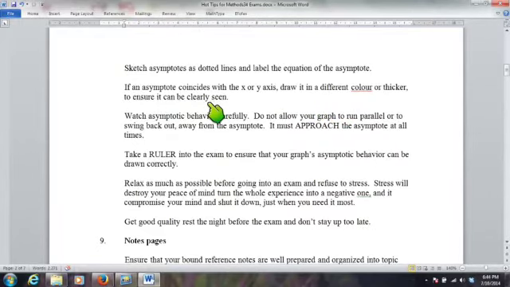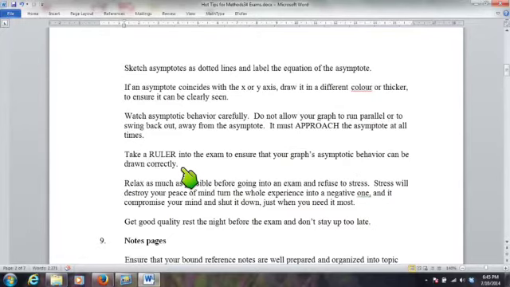That's really important. Watch asymptotic behaviour very carefully. Do not allow your graph to run parallel to, or even worse, swing back out away from the asymptote. It must approach the asymptote at all times. And in that context, please take a ruler into the exam to ensure that your graph's asymptotic behaviour can be drawn correctly.